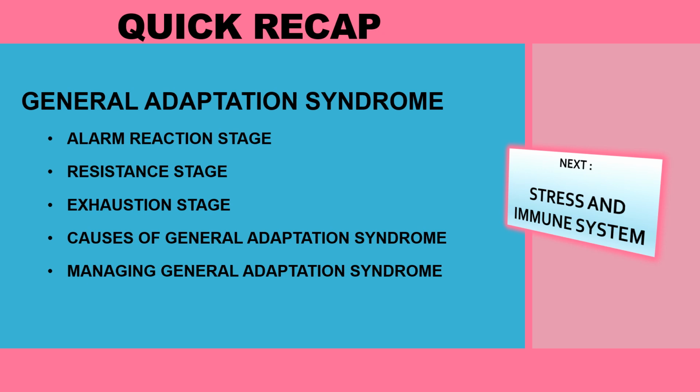Now let's see what we have learned in the topic General Adaptation Syndrome. We have seen that it is not diagnosed as a disease, but it is a set of stages that our body goes through while it is confronted with stress. The various stages in this GAS are the alarm reaction stage, resistance stage, and exhaustion stage. We have learned what causes this GAS and how we can manage or deal with this general adaptation syndrome.